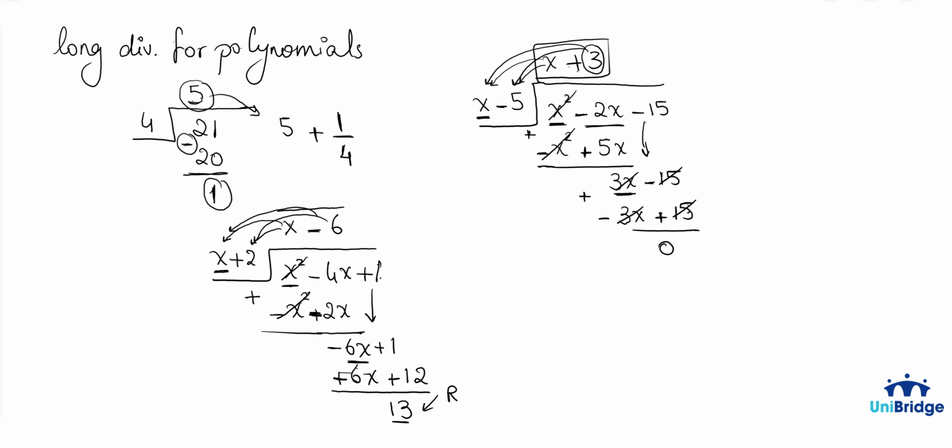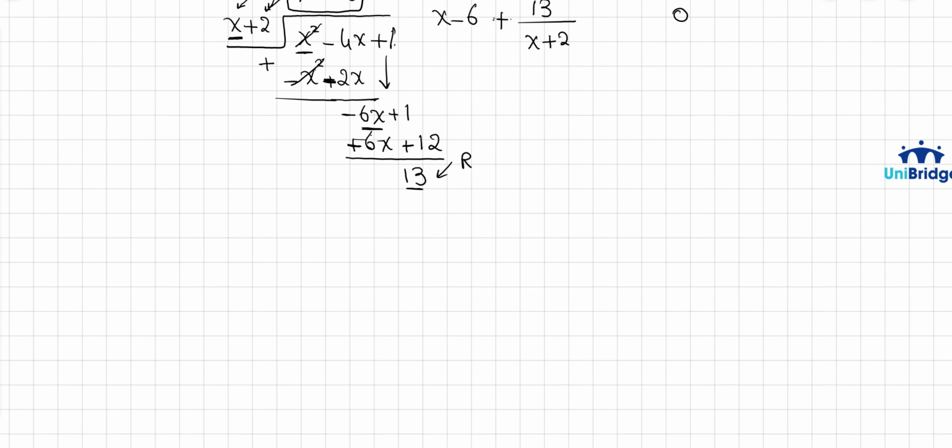We say that the answer is going to be x minus 6, and then you have the 13 still divided by what you're dividing by, which is x plus 2. The same way we did here. We took the 1 and put it here, divided by 4, because that's your remainder, right? Let's take another example on this.